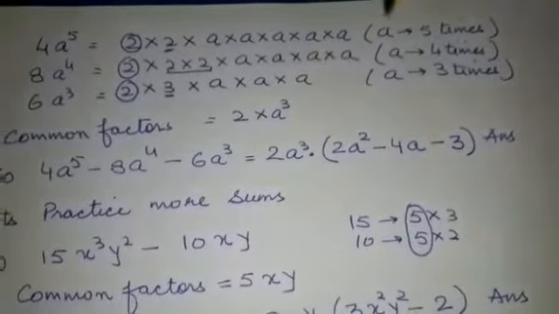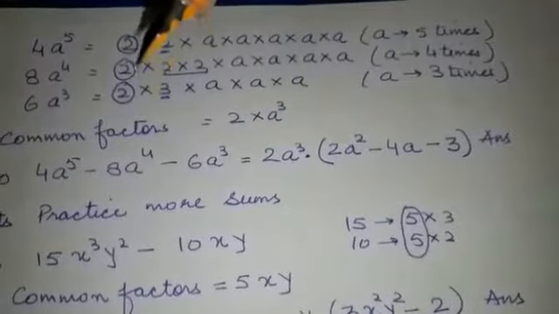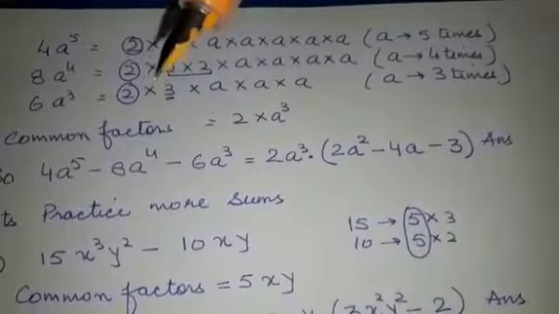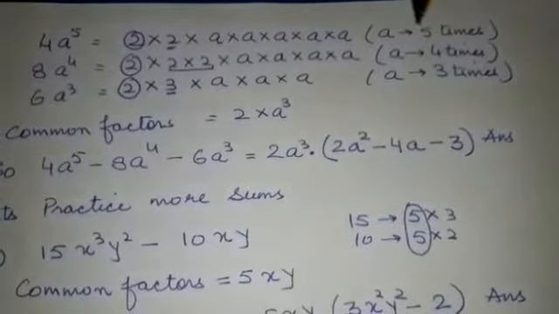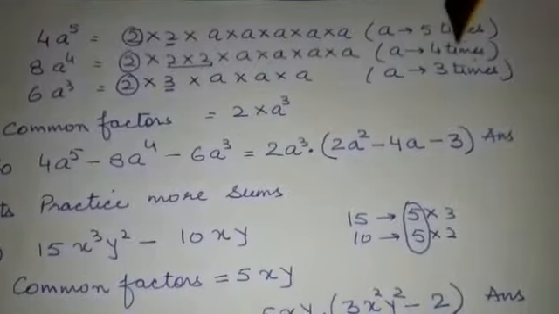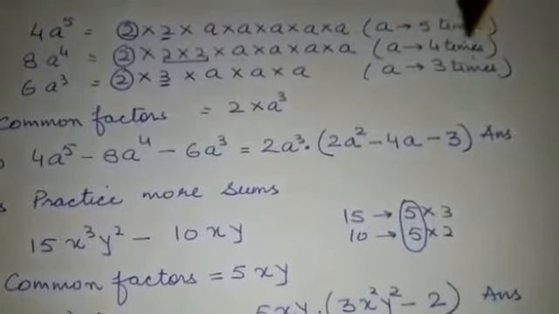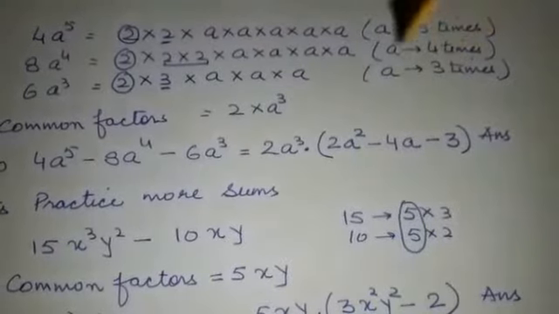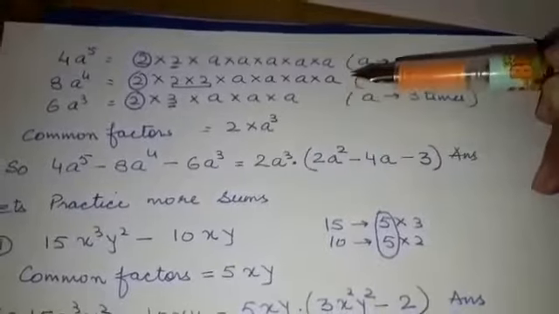Now what do we observe? What is common in all the 3 terms? We have circled it. This is 2. Now let's talk about these variables. Check. A comes here 5 times. In this term it's coming 4 times. And in 6a cube it's coming 3 times. That means a is coming at least 3 times in all the 3 terms.